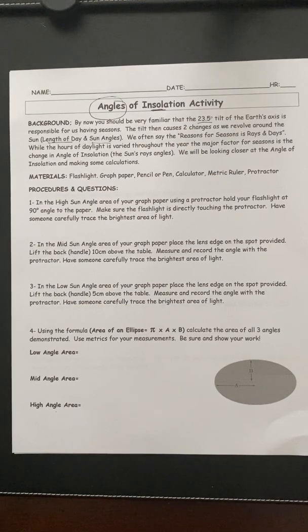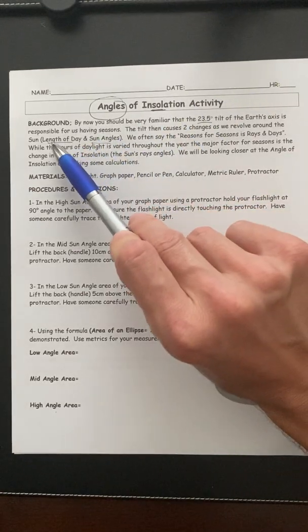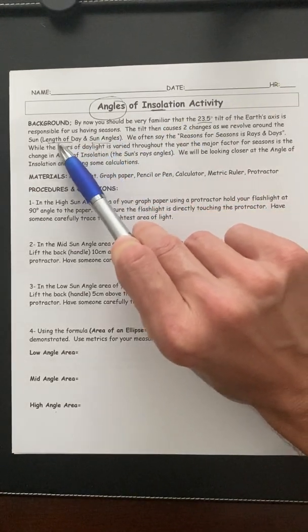So I've been saying that the reasons for seasons is rays and days. And while the hours of daylight is varied throughout the year, the major factor for the seasons is a change in angle of insolation. That's the sun's rays angles. So we're going to look closer at these angles of insolation and why. And it has been discussed, right? How do I know, without even running any of this testing, that the sun angles must be more important than the length of day?